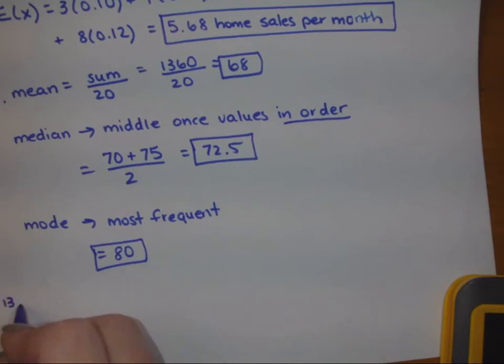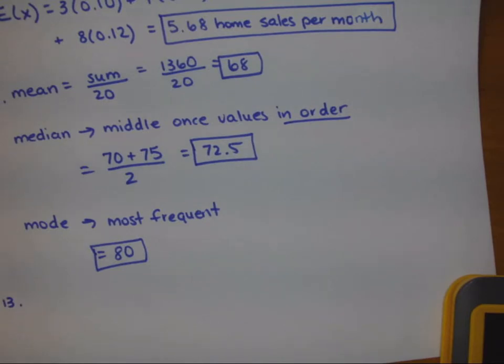Okay, so let's talk about number 13. I'm not going to show it all worked out on the calculator. But first it says find the probability distribution. Actually, no, it doesn't. It just asks for the standard deviation. Sorry, that was an old question.